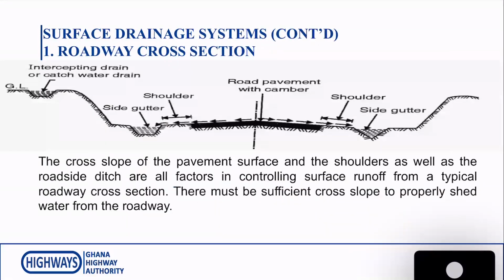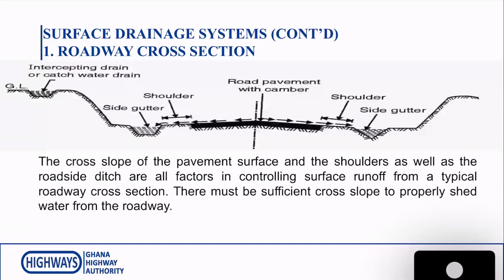Now, surface drainage, as you can see, is a system that allows rainfall to drain from the pavement and shoulder into the roadside ditch. That's what we normally mean by surface drainage.